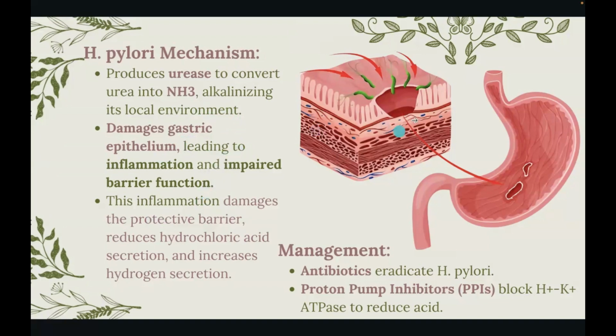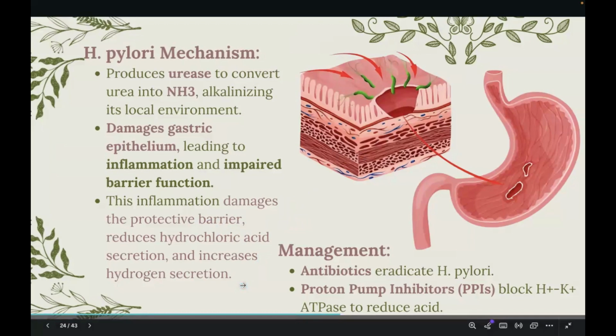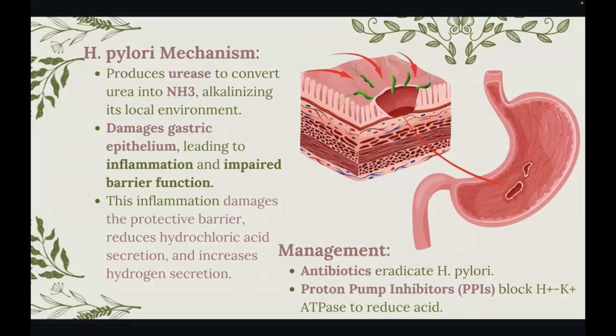Okay, so this is going to damage the gastric epithelium and lead to inflammation and impaired barrier function. And this inflammation will damage the protective barrier. It will reduce the HCl production. It will increase the hydrogen production. It will just interfere with everything. You don't have to know everything in detail. However, it's a very destructive process of the barrier, due to NH3 being produced.